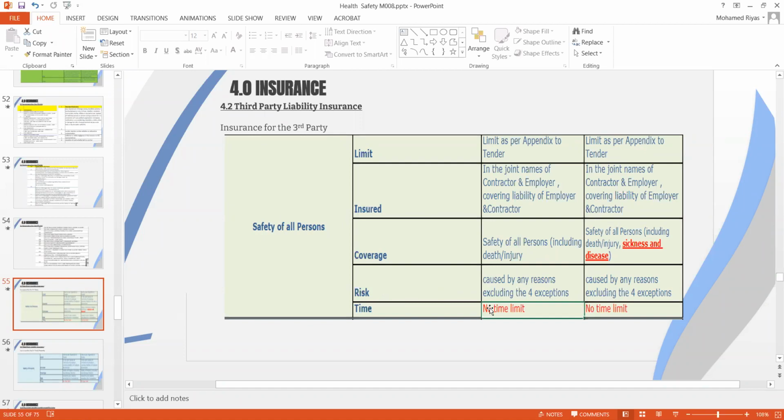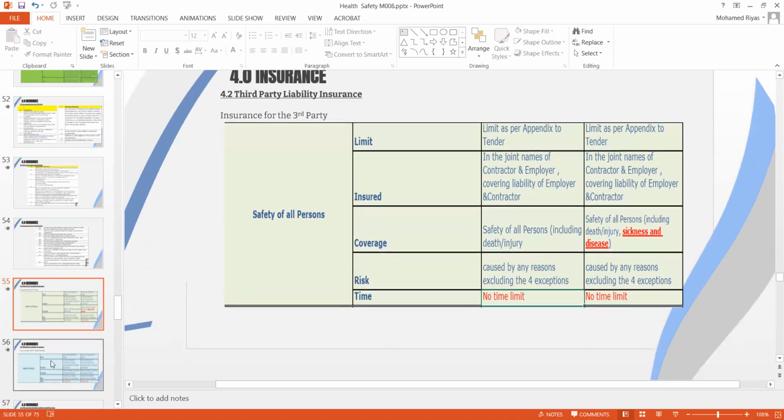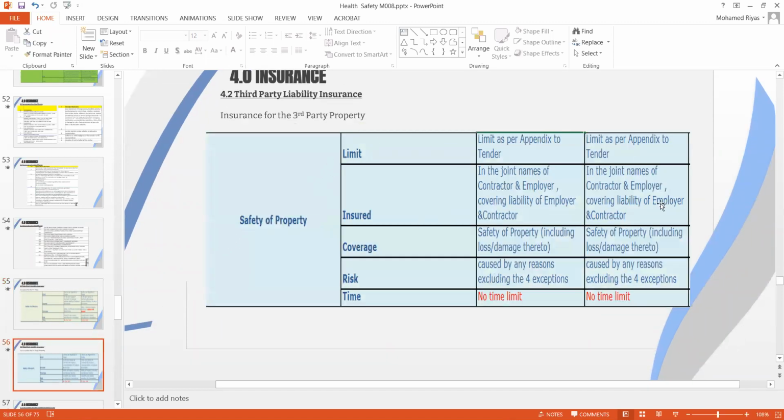Usually the project will have frequent milestones and partial taking over provisions, so there is no time limit. This will be dealt with as per the requirement on site. This is for the safety of all persons, and again for the property, it is of a similar nature.